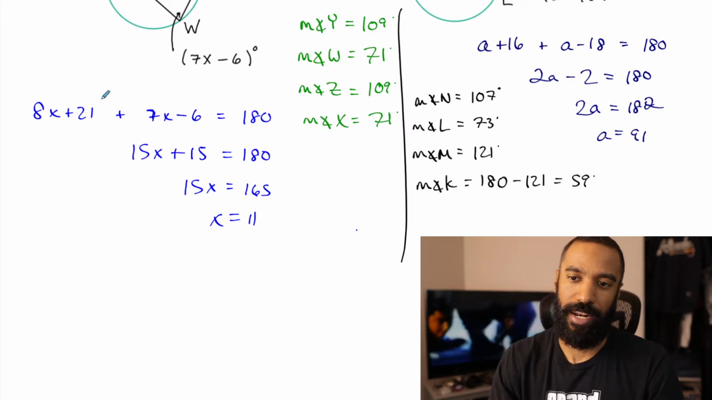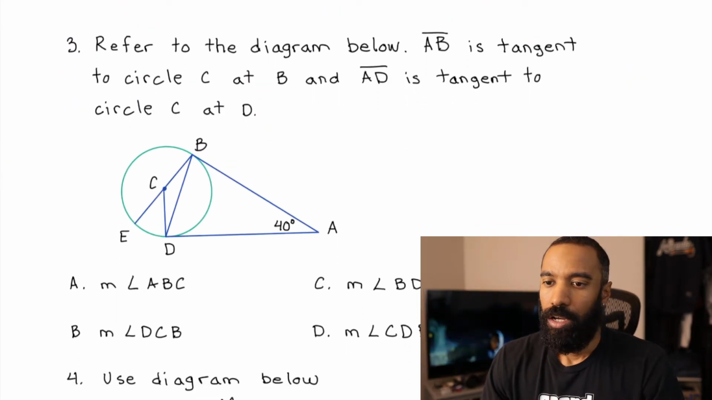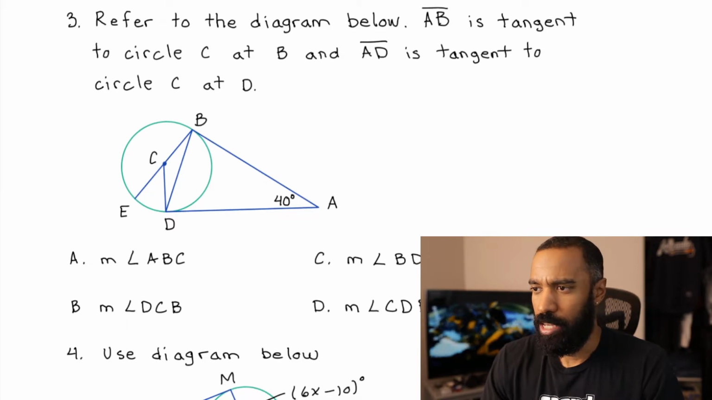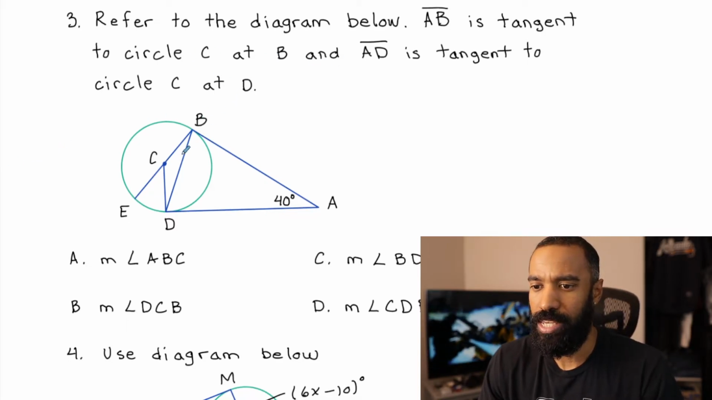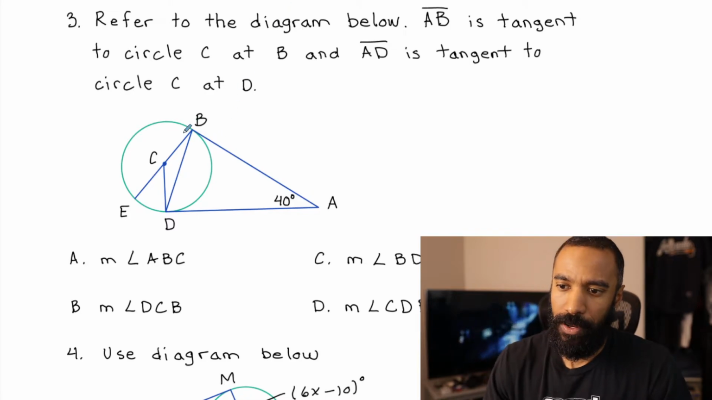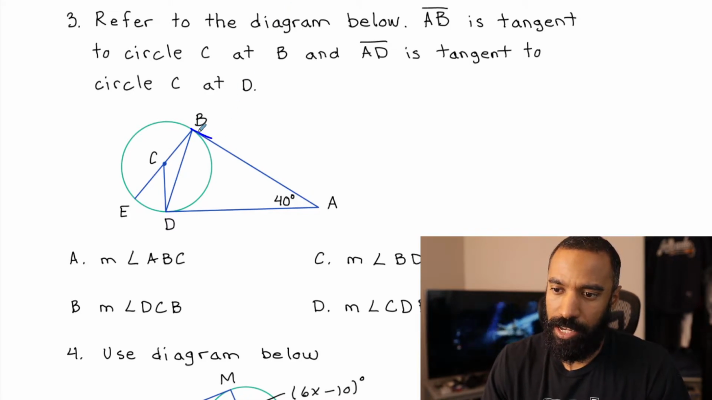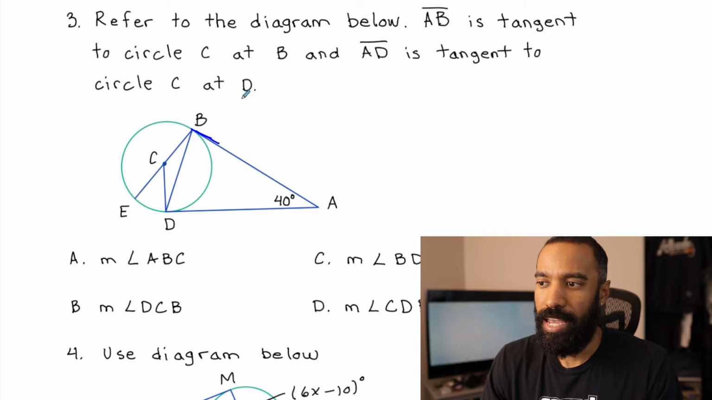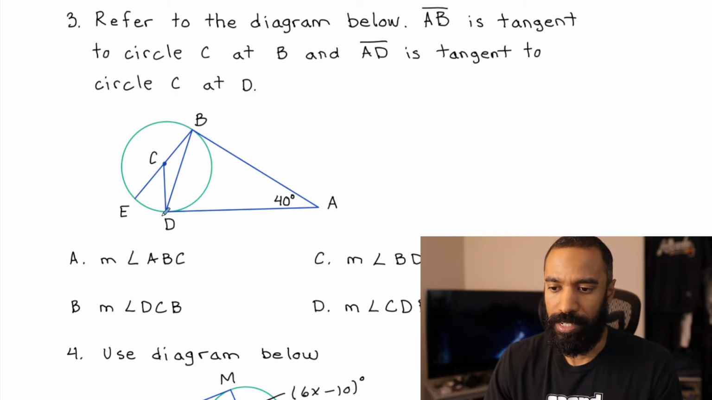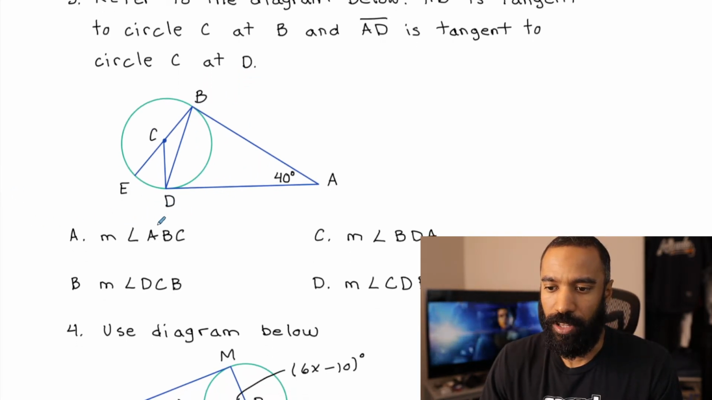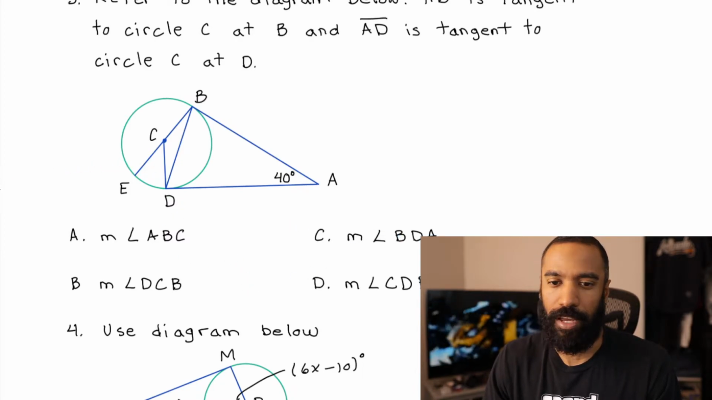Okay, I'm going to go ahead and move forward. Okay, refer to the diagram below. Segment AB is tangent to circle C at point B. They're talking about right here, tangent line. I'll talk about all that in a second. And AD is tangent to circle C at point D. Find the measure of angle ABC. Okay, we got a few things to do.